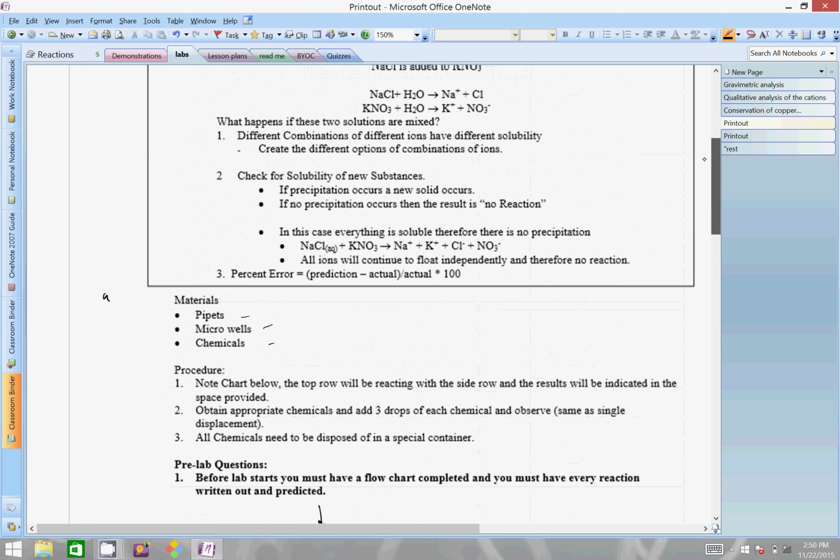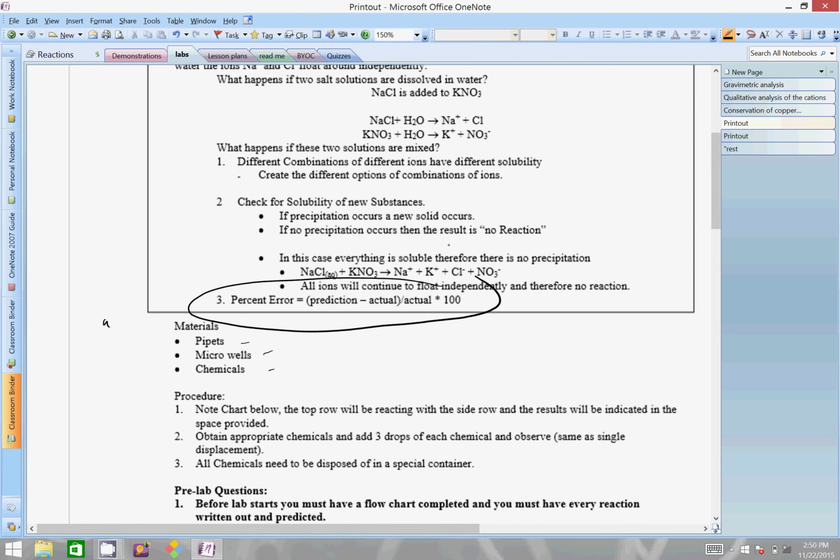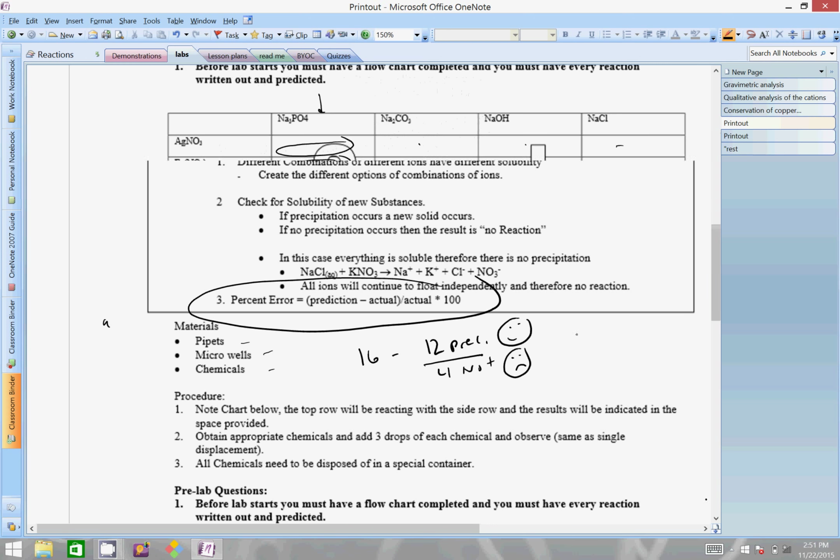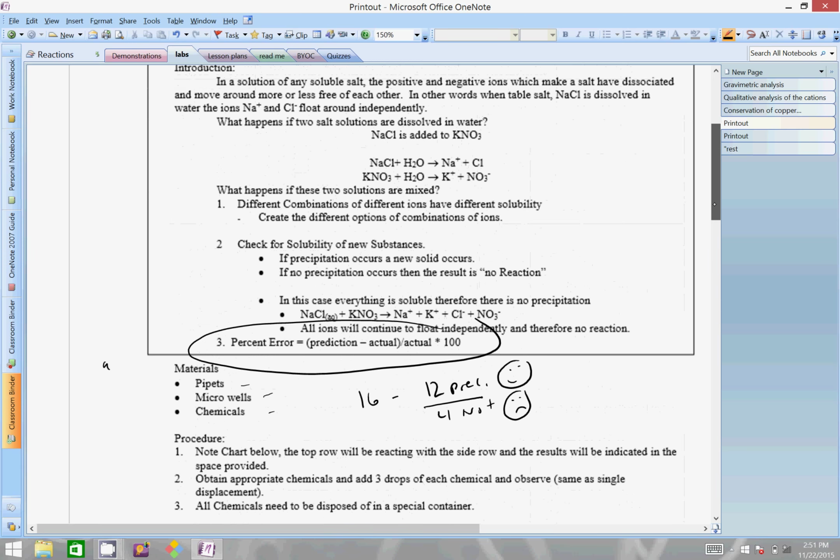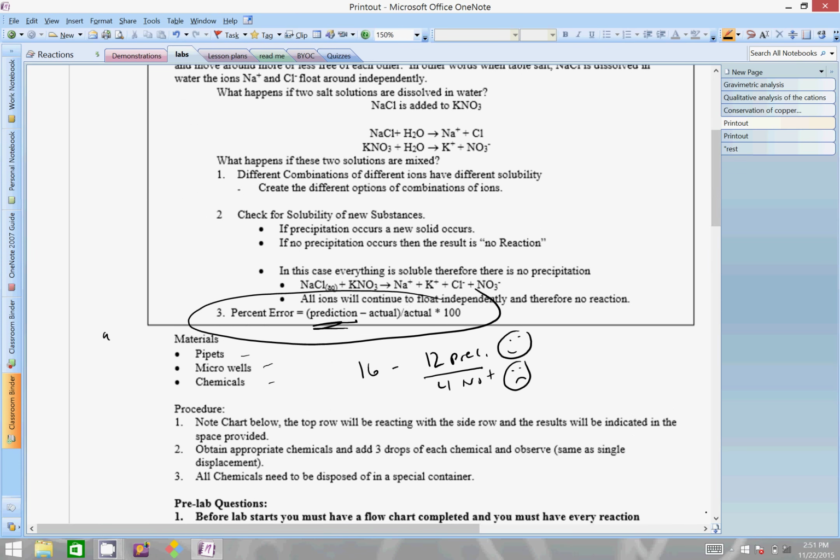Now percent error is located right here. That means of the 16 total, how many did you predict would precipitate? So let's just say hypothetically that there are 16 and we predict that 12 of them will precipitate and 4 will not precipitate. So we would have 12 smiley faces and 4 not precipitating. So in this case my prediction would be 12. My actual, let's say only 10 of them did. Just hypothetically, go to your own data to figure that out, your own lab.